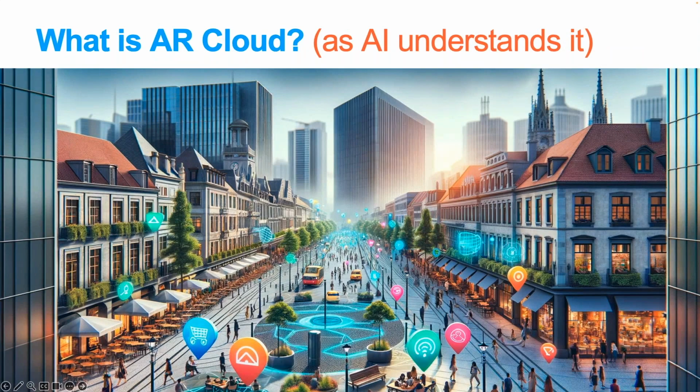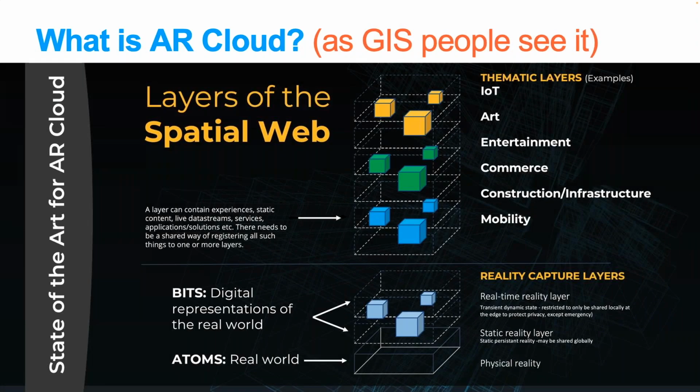I just asked OpenAI's DALL-E how it understands AR cloud, and maybe I did some good prompt engineering, but I think this is pretty spot on. We're at the city scale. We're seeing points of interest. We're seeing three-dimensional objects, and it's down at the pedestrian level, hopefully enriching their lives with very useful information.